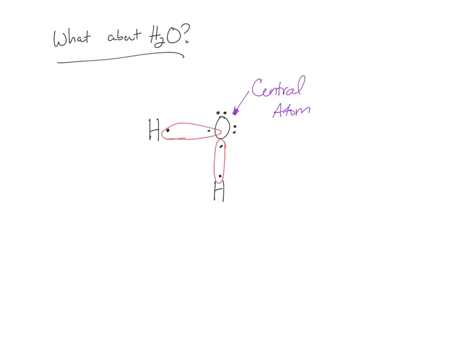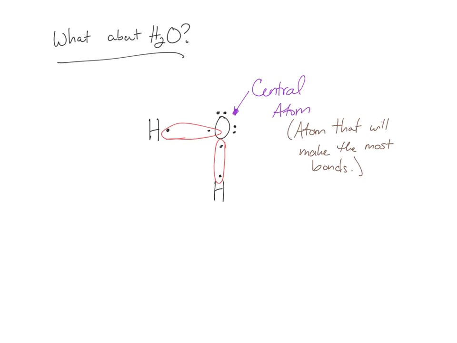And the central atom is the atom not only that everything is bonded to, but the way to tell what element will be the central atom, it is the atom that will make the most bonds. So since oxygen has 2 single electrons, it will make the most bonds. Thus, it's our central atom.